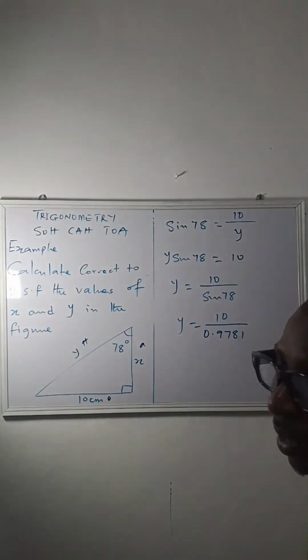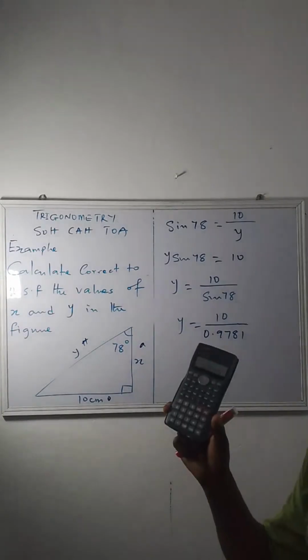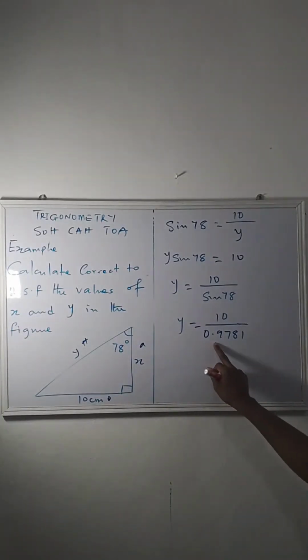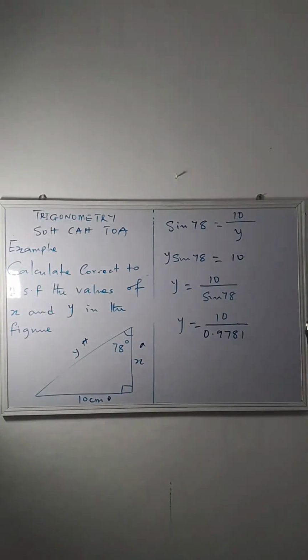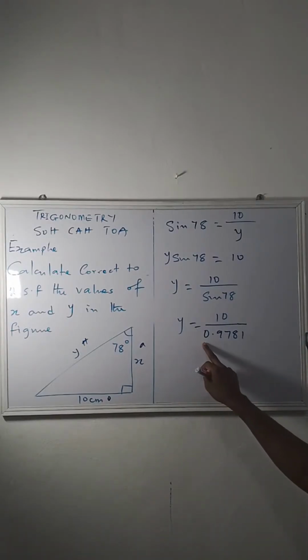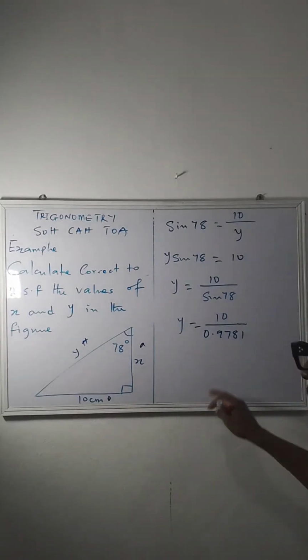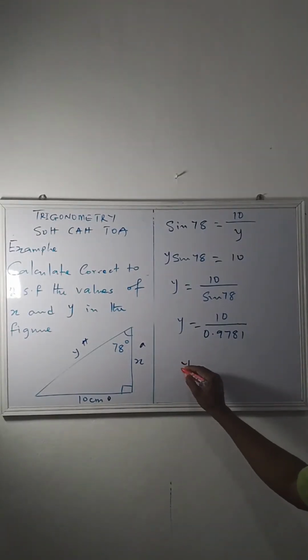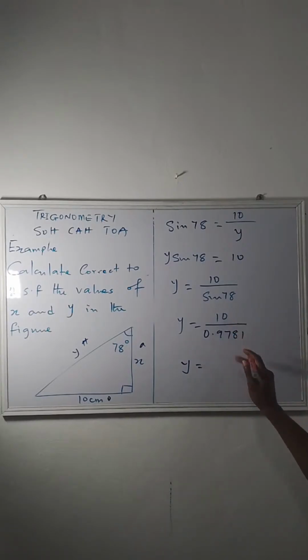0.9781. Since I'm making use of my calculator, I'm going to express my answer in 4SF, because those people that will be making use of the four figure table, this is what they're going to have there. So it's going to be in 4SF. Now, when we divide this by this, what do you have? 10 divided by 0.9781. Okay, so what do you have?